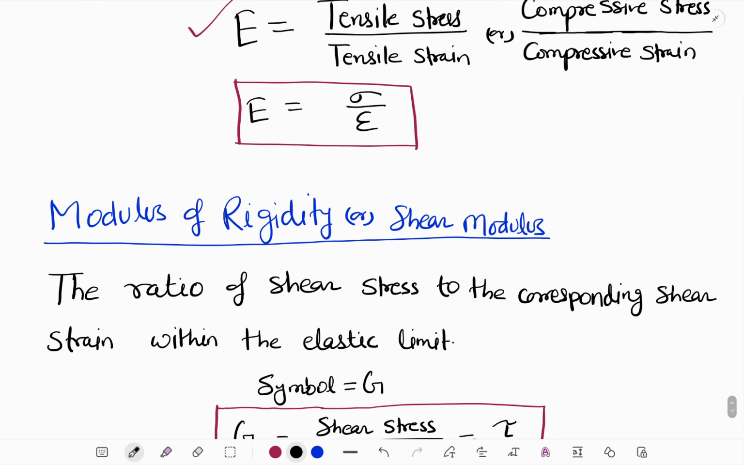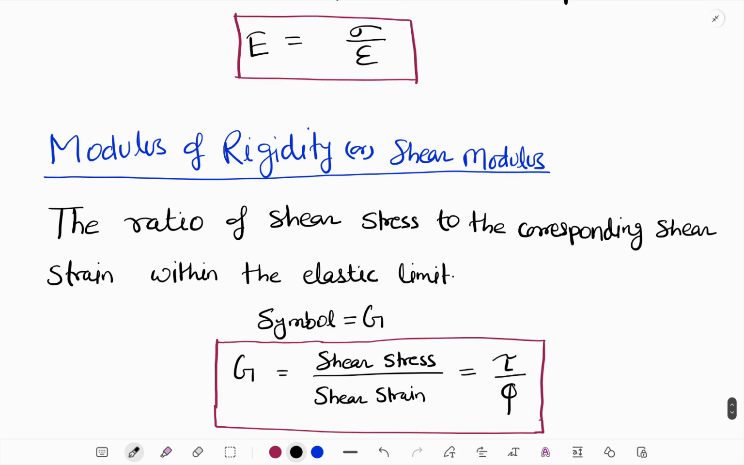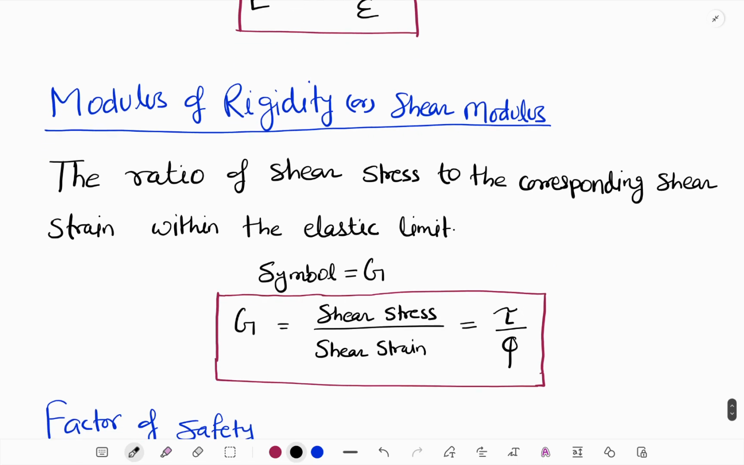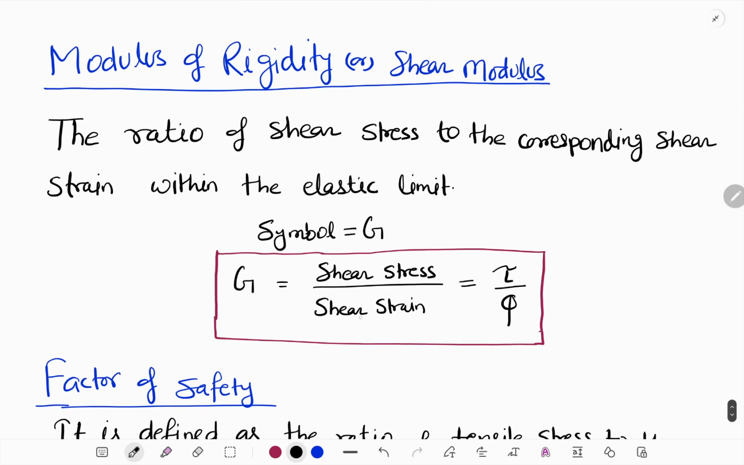This is the material characteristic against shearing from a section. It is defined as the ratio of shear stress to the corresponding shear strain. Its symbol is G. Different people take different symbols and it is given variously in textbooks, but here I have considered the symbol G. So G is equal to shear stress by shear strain, where shear stress is denoted by tau and shear strain is denoted by phi.